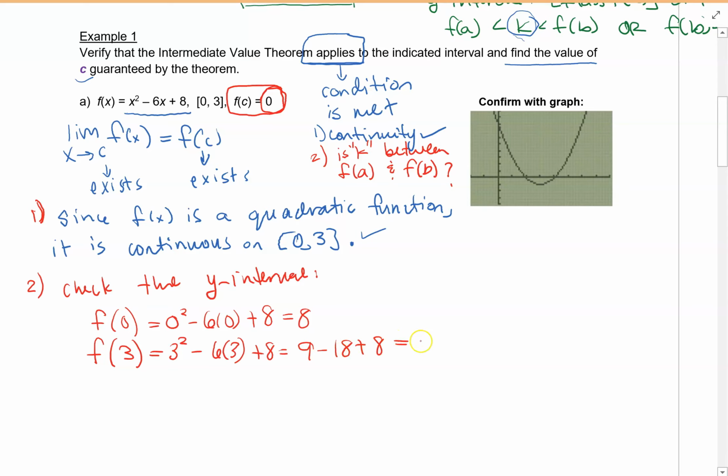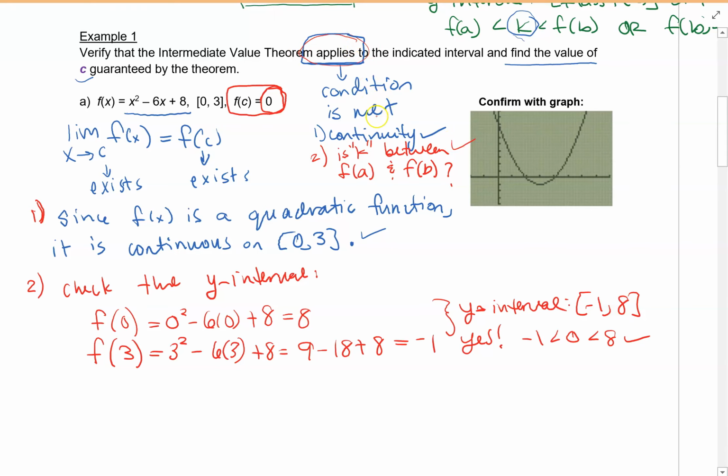That's negative 9 plus 8, so that's negative 1. So this is my y interval right here. Just to clarify, my y interval is negative 1 to 8. My x interval is 0 to 3, and my y interval is negative 1 to 8. And yes, 0 is between those y values. So that's the second thing that has to happen for the theorem to apply.